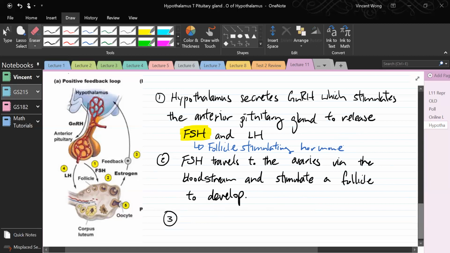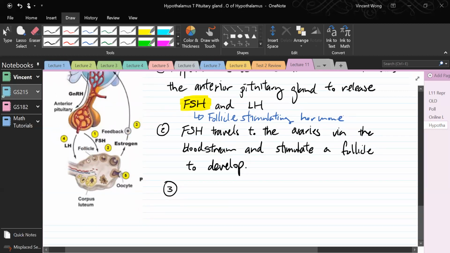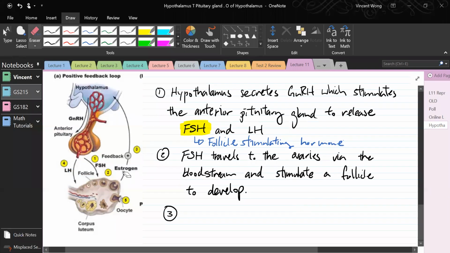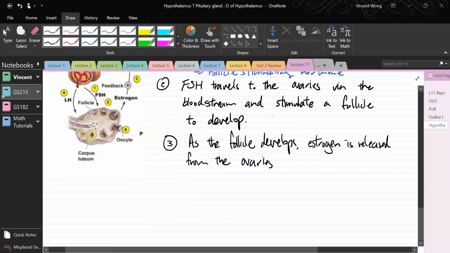And number 3. What's going on? Well, as the follicle is growing, we were talking about this earlier, right? As the follicle is growing, we will be secreting estrogen, which is what this is saying. So as the follicle develops, estrogen is released from the ovaries.